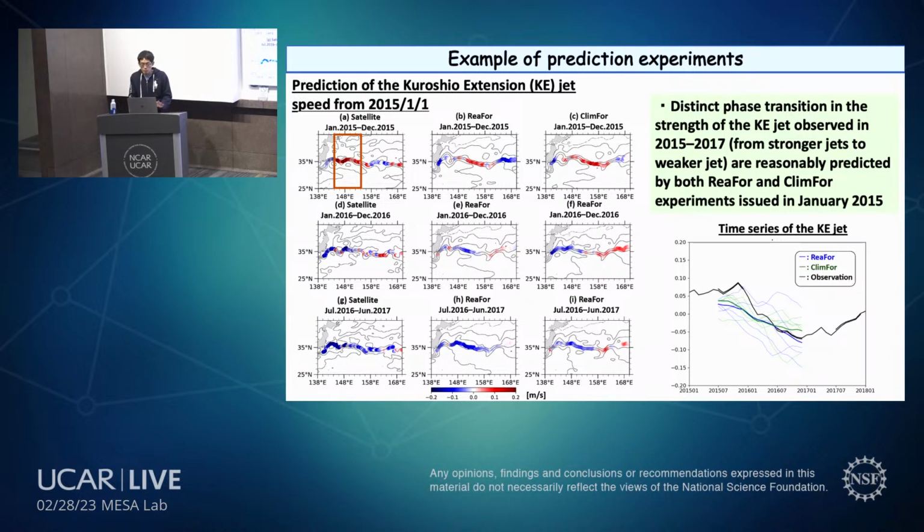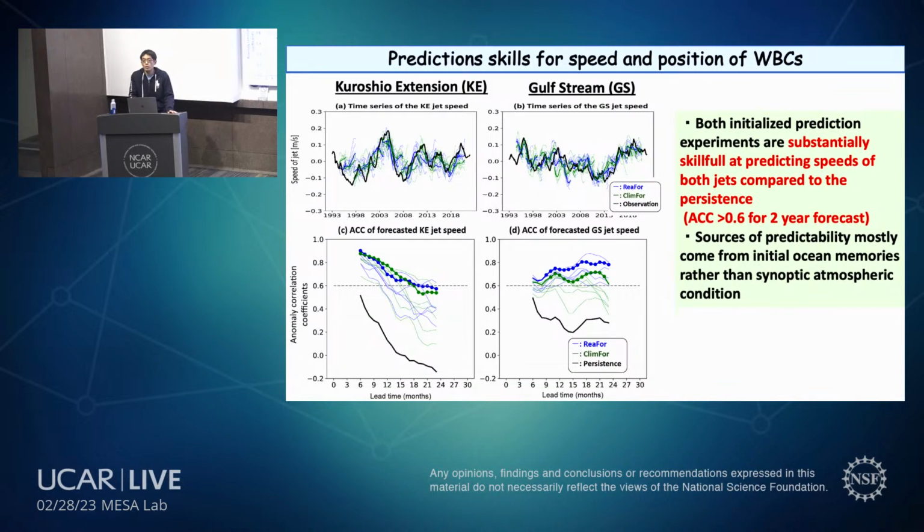But this is just one champion case. So we try to assess the forecast skill over the entire period. The top panel here shows the time series of the Kuroshio Extension jet and Gulf Stream jet. The black curve shows those from the satellite observation, and the blue and green ones show those from the LEA4 and CRIM4 experiments. Solid curves show the ensemble mean, and thin curves the individual ensemble members. The lower panel shows the anomaly correlation coefficient of the forecasted jet speed as a function of the lead time.